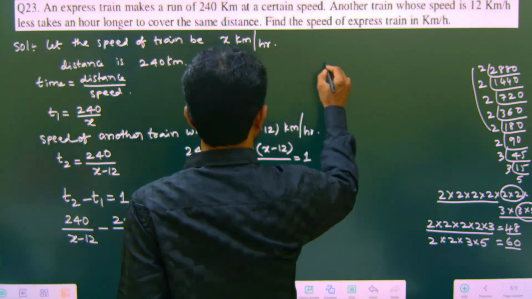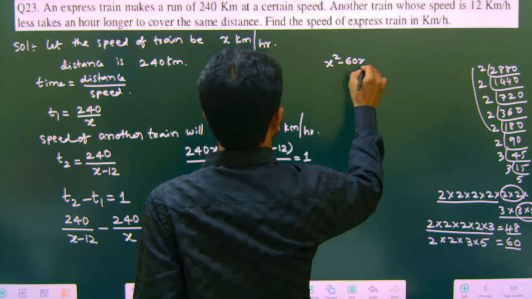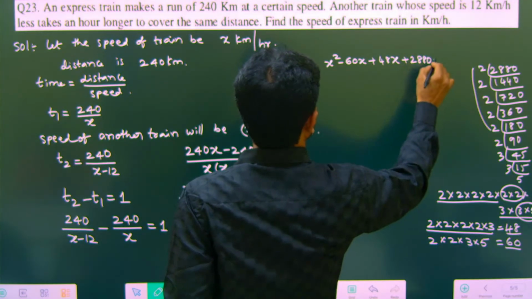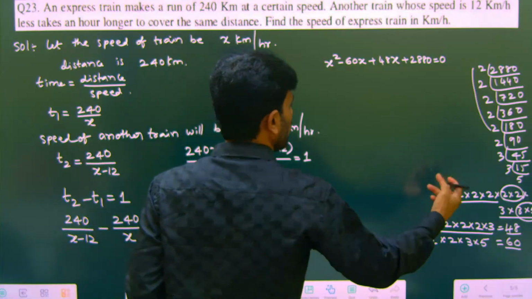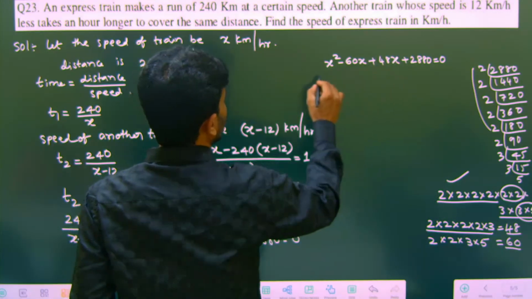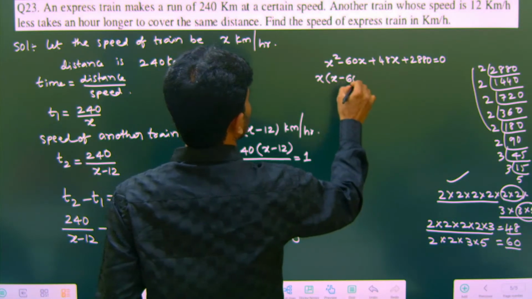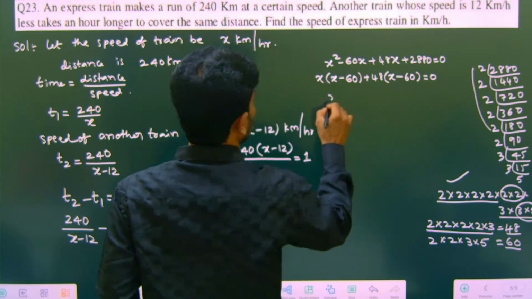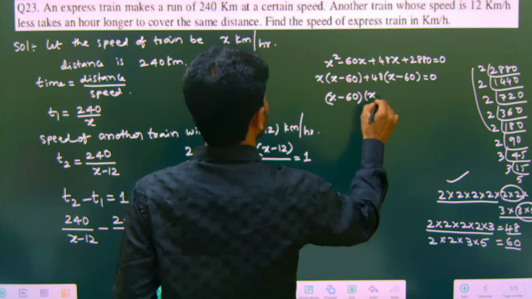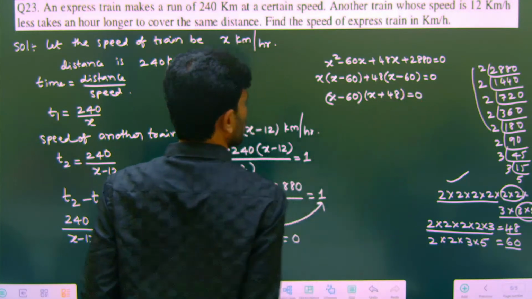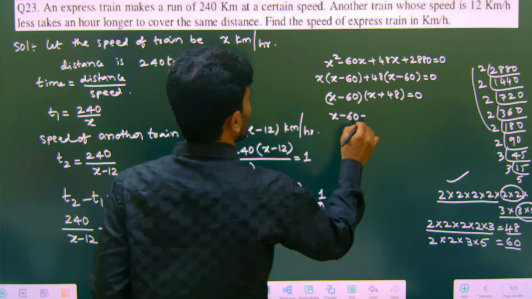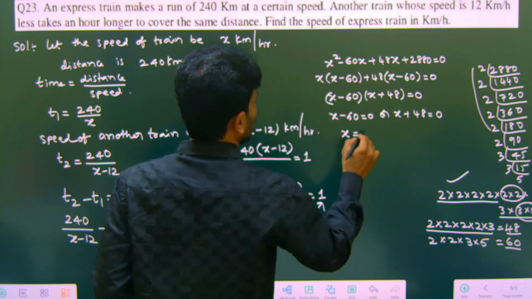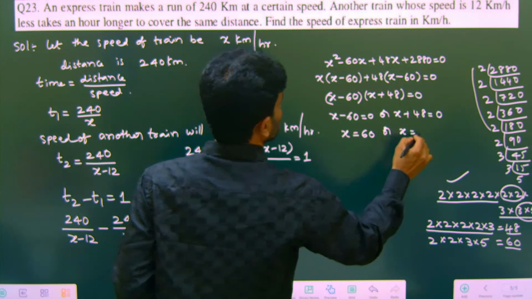So we have two factors like this: x square minus 60x plus 48x minus 2880 is equal to 0. Hope you understood how we got here. Now take x common first: x into (x minus 60) plus 48 common (x minus 60) is equal to 0. So we get (x minus 60) into (x plus 48) is equal to 0. Then x minus 60 is equal to 0 or x plus 48 is equal to 0. So x is equal to 60 or x is equal to minus 48.